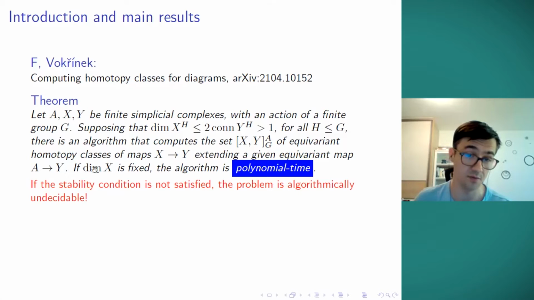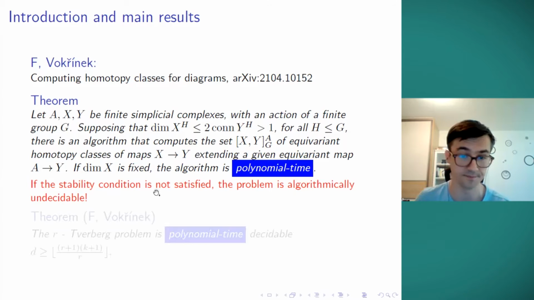Okay, and what is interesting is if the dimension of X is fixed, the algorithm is actually a polynomial-time algorithm, right? And an important remark is that if the stability condition, the dimension condition and that the connectivity for each fixed point set is greater than 1, if this condition is not satisfied, then the problem is algorithmically undecidable, actually. So on the right-hand side, for this greater than 1, this follows from the word problem, essentially. And on the left-hand side, this follows from Hilbert's 10th problem.